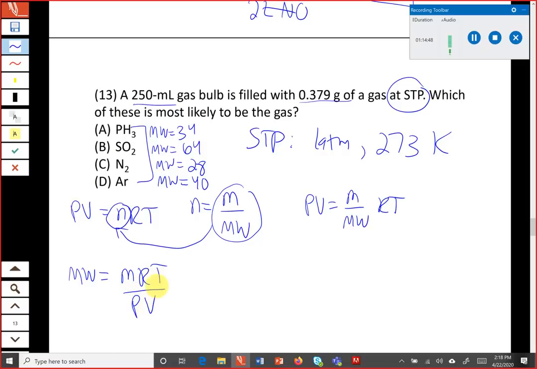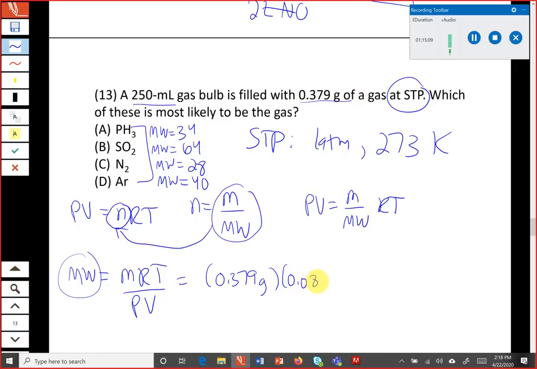In problems where we're dealing with masses of gases, either in a density calculation or this one here, we can always rewrite the ideal gas equation and solve for our unknown, which is molar mass. And now we just have to put the numbers in. So the mass is 0.379 grams. That's how much of the gas we have.